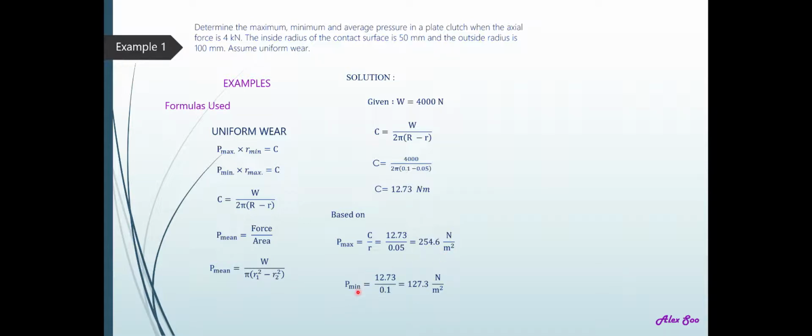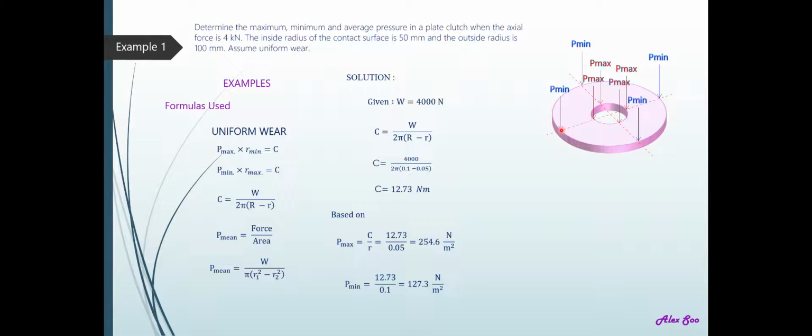And then for P min, the same. You have to take the constant C, which is 12.73. If it is minimum pressure, then you have to refer to the maximum radius, that is 100 millimeter, or 0.1 meter. So you get 127.3 Newton per meter square. So that is the diagram that I've drawn for you. Maximum pressure, remember, is acting on the inner radius, whereas the minimum pressure is at the external radius.